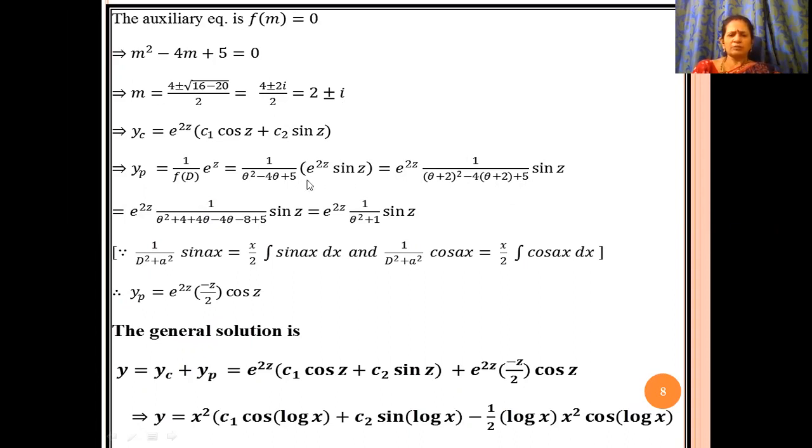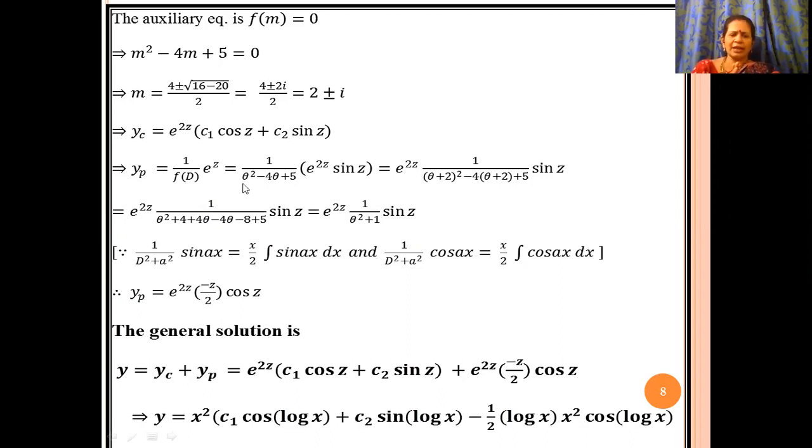Now suppose any function is in the form of e power 2z into sin z. So what we have to do? It is a product of two functions, an exponential function and a trigonometric function. So first write down e power 2z into, then whatever the value is here, which is 2. This is in the form of e power az, so here a is 2.